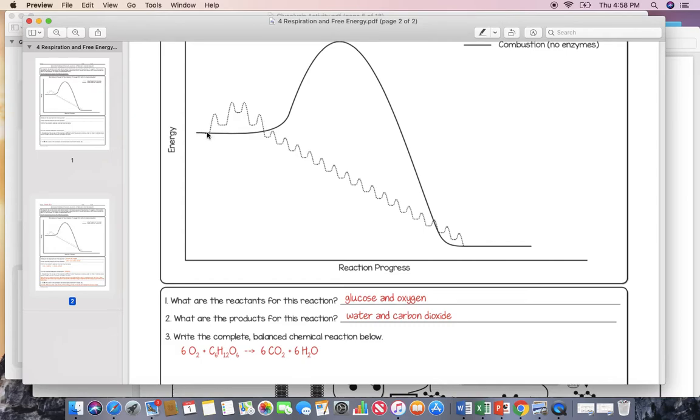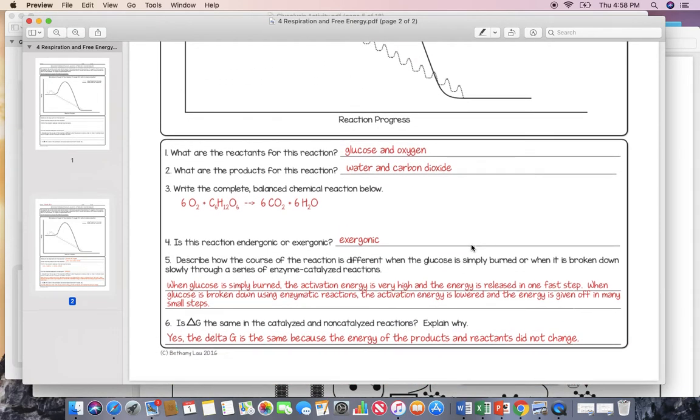So we have a change in energy. We start here and we go down here. It's the same for both reactions. So it should be yes, the delta G is the same because the energy of the products and reactants did not change. Okay?